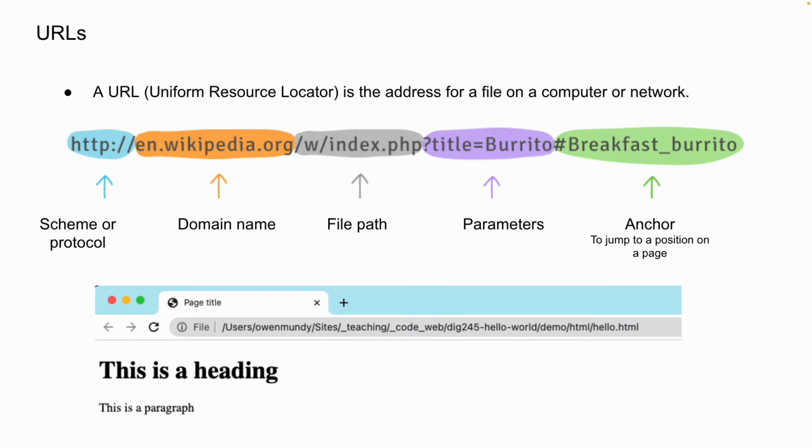So a URL, I mentioned earlier, looks kind of like this. This has all the possible things that a URL could have in it. Most of them just have the scheme or protocol, the domain name, the file, and some other things that we'll talk about later in the class.